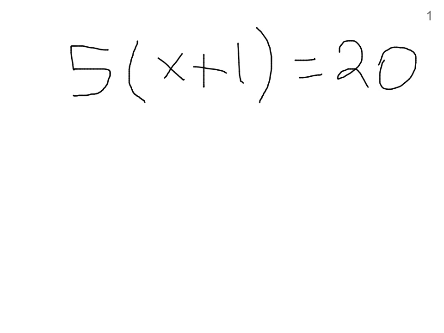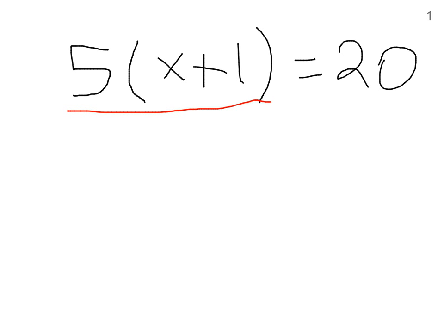So let me use a different color. What I want to do first is I want to get rid of this 5. So this 5 right here, I want to get rid of it. So I need to ask myself, well, what's happening to that 5? Well, notice I just put a dot right here. So I know that 5 is being multiplied times x plus 1. So we ask ourselves, okay, what is the opposite of multiplication? Well, we know the opposite of multiplication is division.